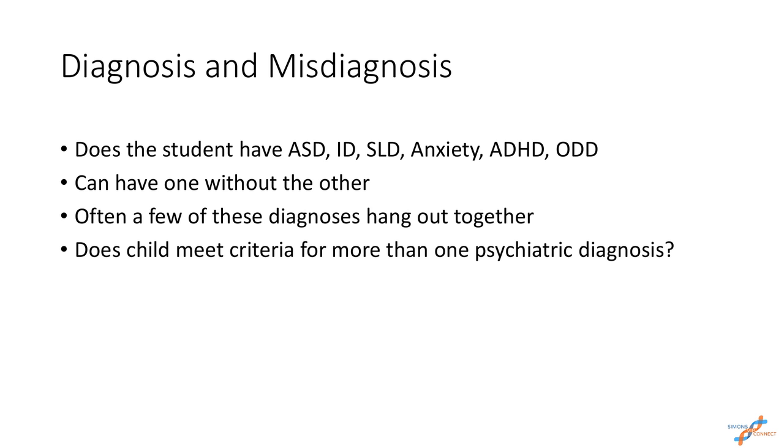So talking a little bit about how these things overlap, it's important to consider what diagnoses the child carries, maybe other than your concerns about executive functioning. So we want to ask, does the student have an autism spectrum disorder? Do they have an intellectual disability or ID? Do they have a specific language impairment? Is there anxiety involved? Is there ADHD? Does the child have an oppositional defiant or conduct disorder diagnoses?